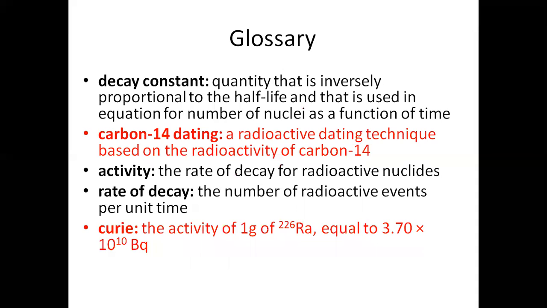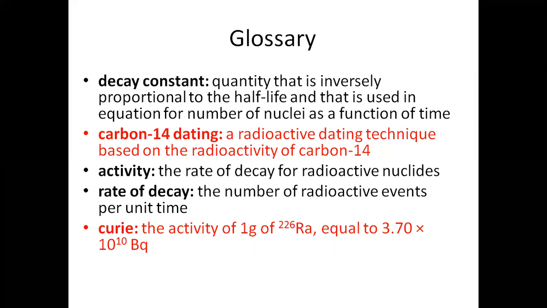And here some other glossary terms are decay constant, carbon 14 dating, activity, rate of decay, and Curie. Decay constant is the quantity that is inversely proportional to the half-life, and it is used in the equation for the number of nuclei as a function of time. Carbon 14 dating is a radioactive dating technique based on the radioactivity of carbon 14. Activity is the rate of decay of the radioactive nucleus, and rate of decay is the number of radioactive events per unit time.